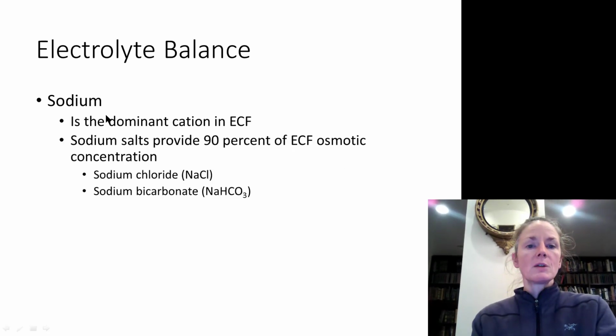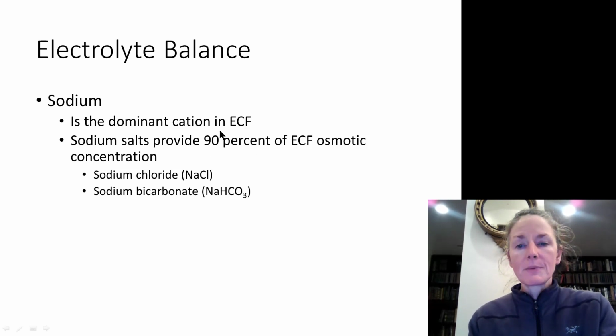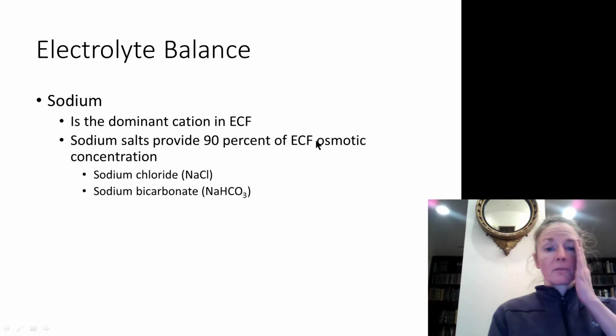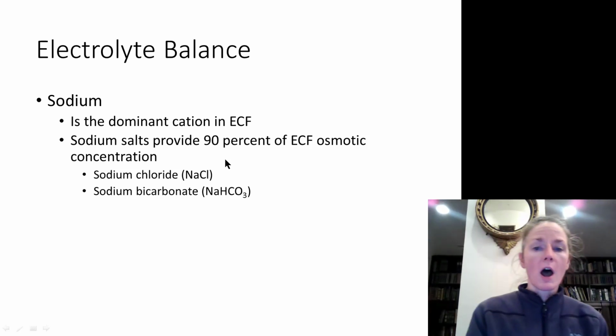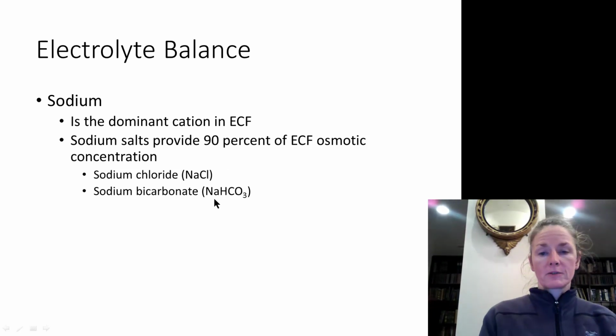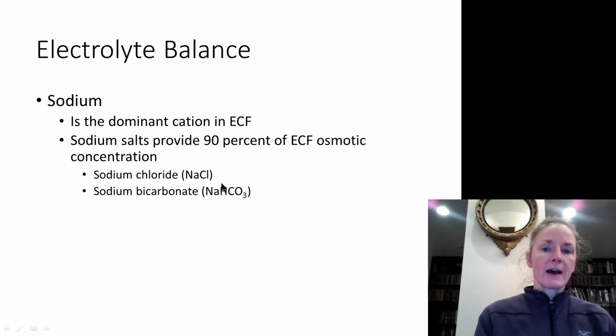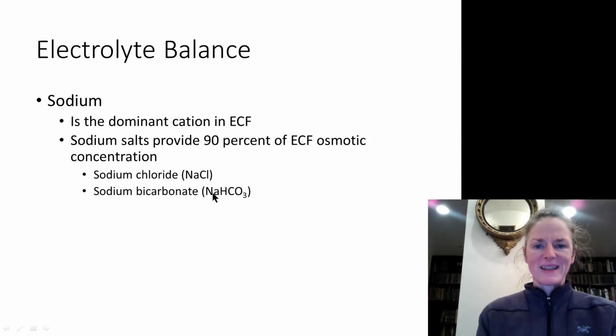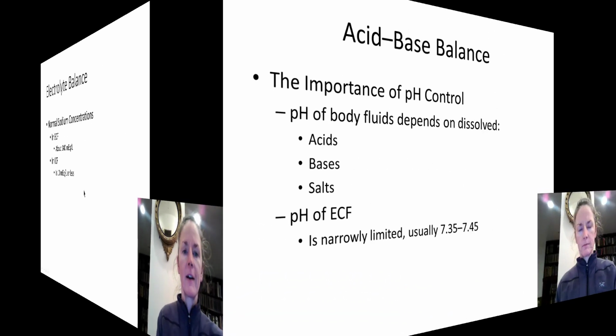As we know, sodium is dominant in the extracellular fluid, and so it's going to give 90% of the extracellular fluid osmotic concentration. So sodium chloride and sodium bicarbonate. When we have our bicarbonate ion here, we can have a sodium ion on it, and this would be baking soda pretty much.